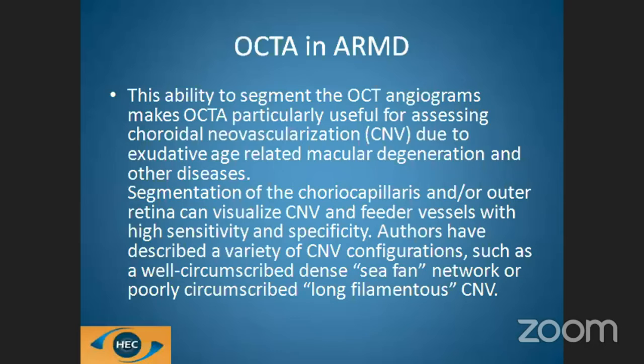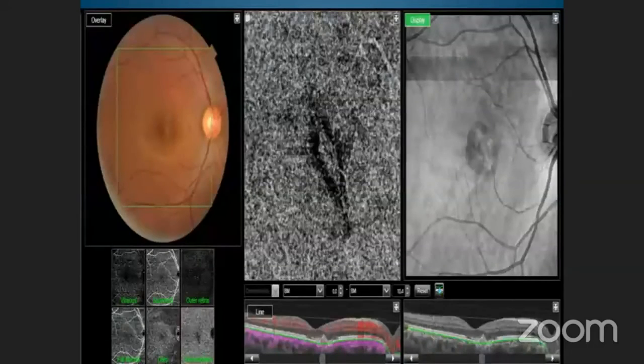In ARMD also, it has very importantly been shown to differentiate between type 1 and type 2 CNVM, especially in the diagnosis of very early type 1 CNVM, CNVMs involved with chronic CSCR and geographic atrophy. So this was a patient of CSCR, and over time, there was a small lesion in the OCT, a small fibrotic PED, which was seen here.